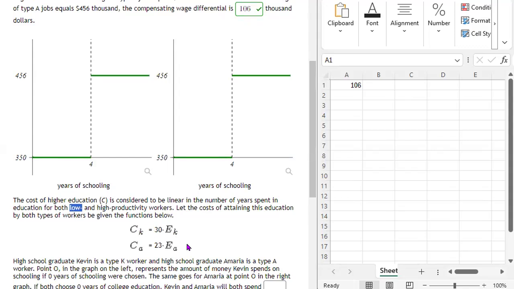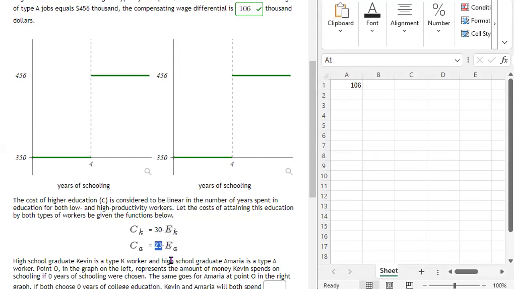Now, because a type K worker is not very good at the skills that are needed to acquire a college degree, maybe it takes them a little longer to do it, or maybe they have to work extra hard. Instead of studying 20 hours a week, they have to study 40 hours a week, right? And time is money, right? So we're just assuming that the slope of this line with the intercept of 0 is 30, right? So each additional year of college costs this worker $30,000.